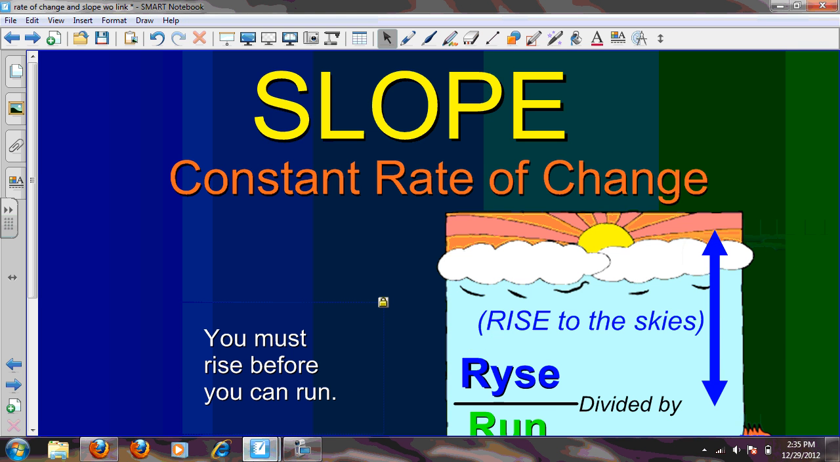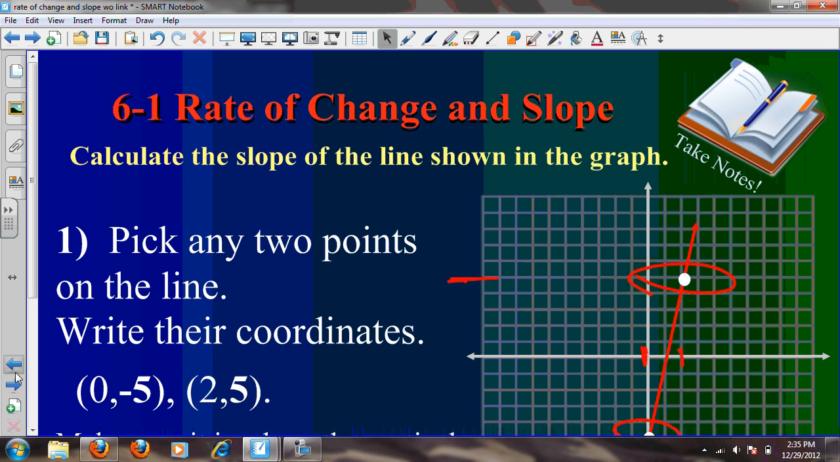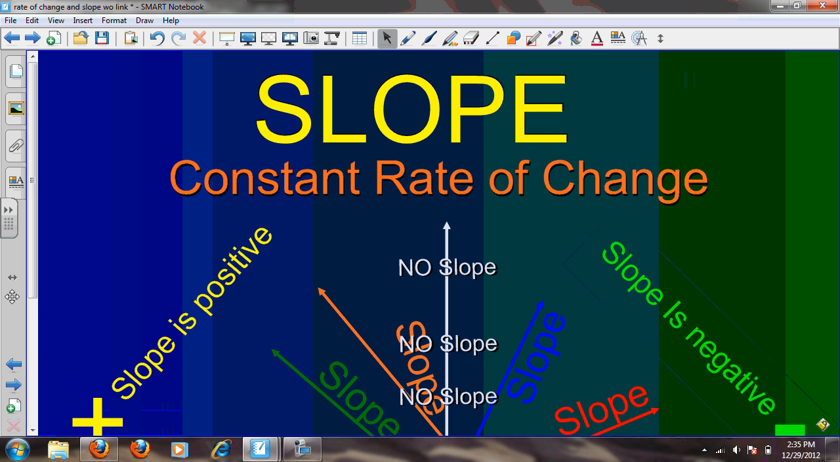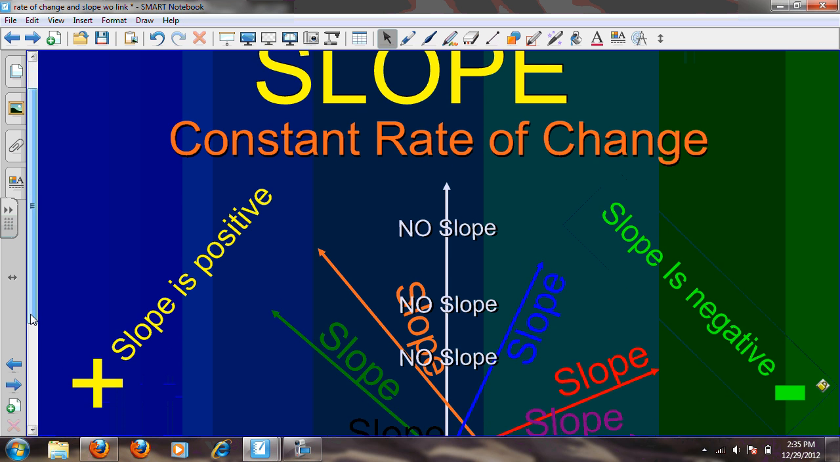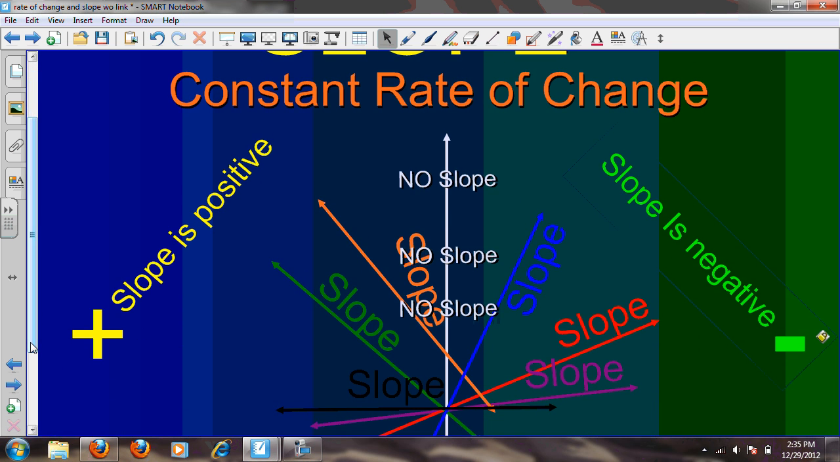Okay, we have a continuation of our slope rate of change, video 2. It's going to start on page 310. We're going to do a quick review on our slope.